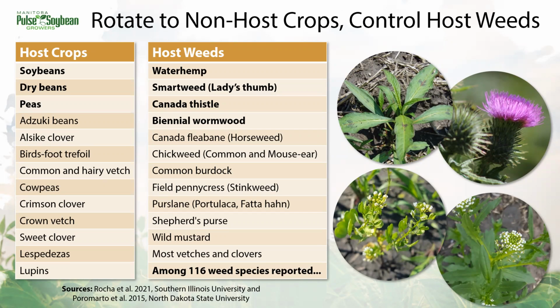Water hemp is a real challenge in terms of herbicide resistance, but it's also a host for SCN. Canada thistle, biennial wormwood, and smartweed all cracked the top 20 most common weeds found in last year's Manitoba Weed Survey in 2022. There are also several others that pop off the page: fleabanes, chickweeds, stinkweed, portulaca, shepherd's purse, and wild mustard, along with a lot of members of the legume family. So weed management will have repercussions here to keep in mind.